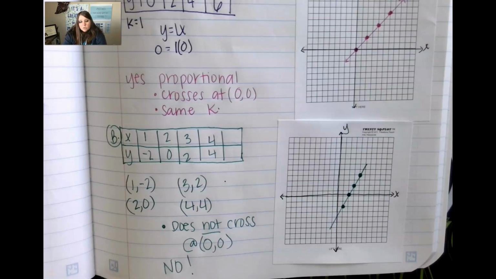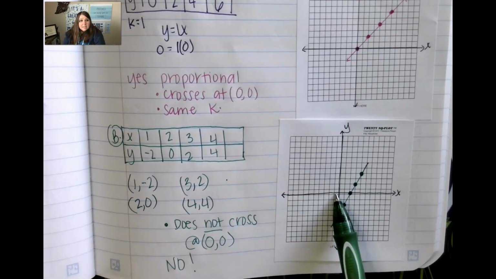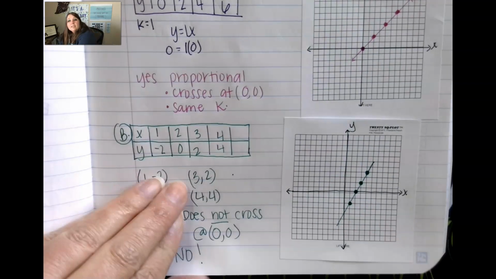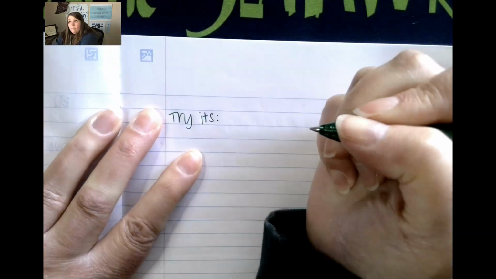Okay, I'm going to have you do 2 try-its. In your try-its, your job is to 1, make your ordered pairs, and 2, graph it. If it crosses at the origin, then yes, it's a proportional relationship. X and Y are proportional. If it does not, then the answer is no. Okay, so let's look at your try-its for today. All right, try-it number 1.